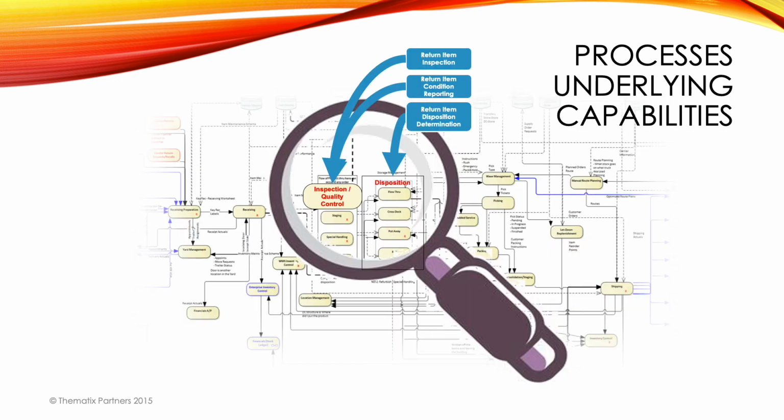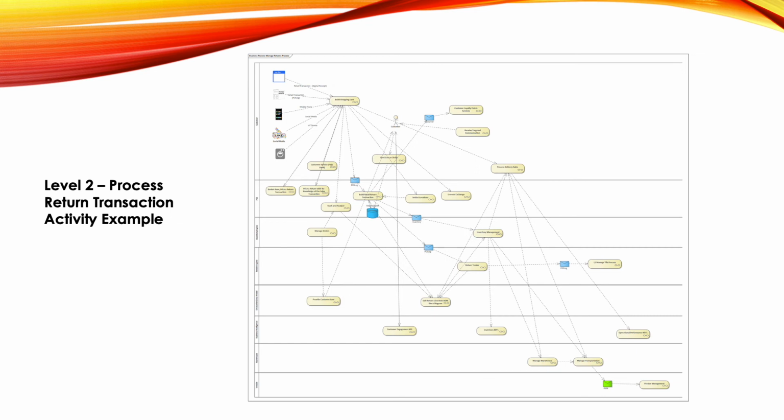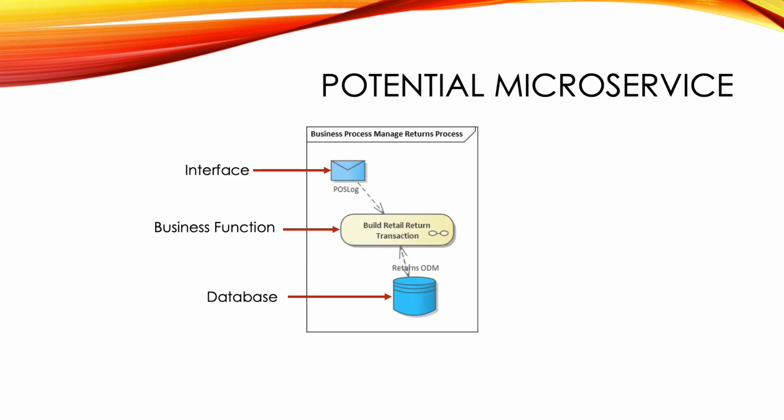Looking deeper at the relevant capabilities, we can see that they are undergirded by inspection and quality control processes and by disposition-related processes as well. Further decomposing these processes, we see that they are themselves undergirded by a single business function. This single function reads and writes from a single database and is invoked by means of the POSLog interface.